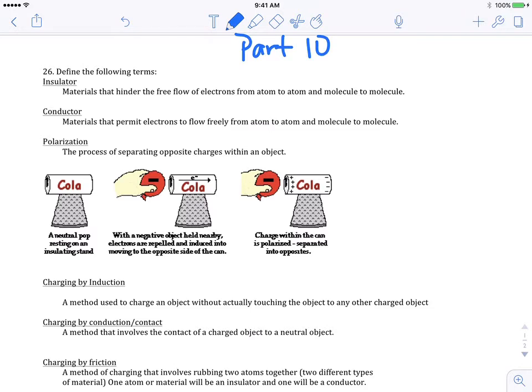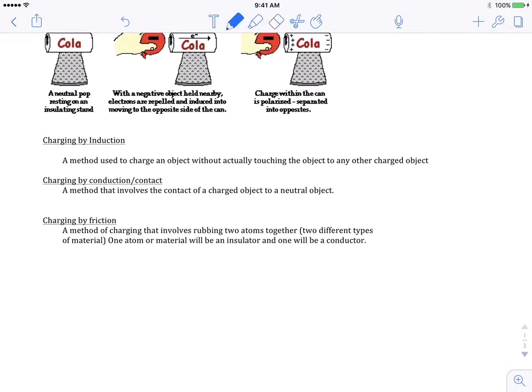There was one little adjustment I made to this part, and it was that I included charging by conduction / contact, and I put them into one because I put it twice in your final exam or your study guide, and conduction and contact are the same thing.